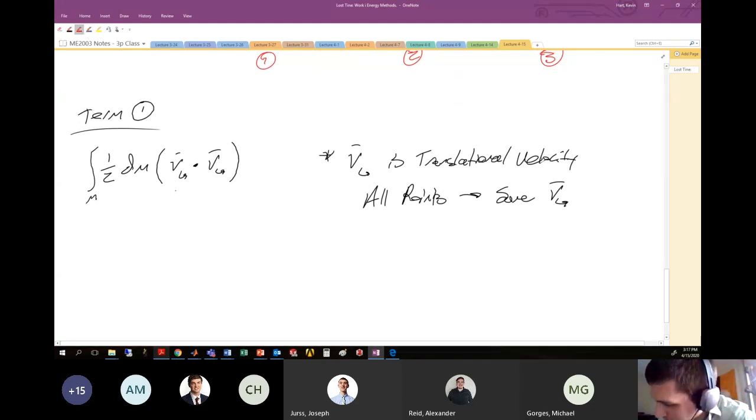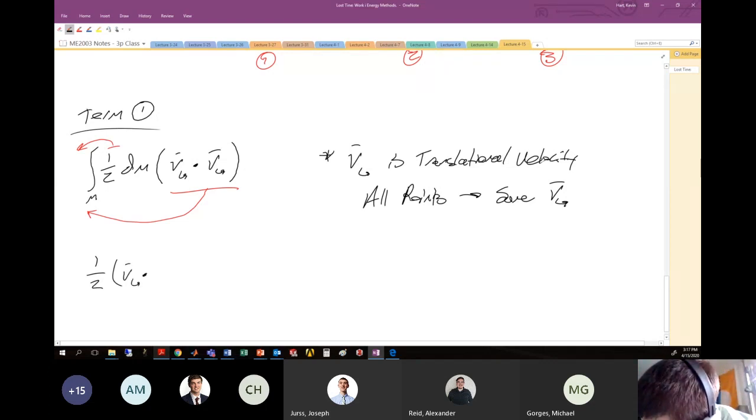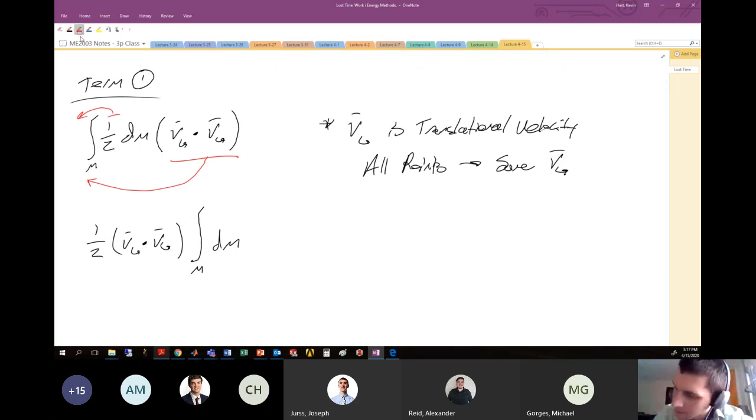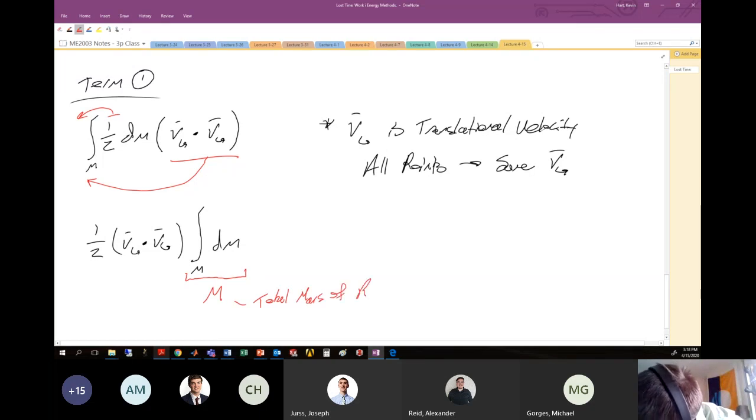So we can pull this out of the equation, and we can also pull the 1/2 out because it is a constant, not a function of mass. We'll be left with a term that looks like 1/2 vg dot vg multiplied by the integral over the mass of dm. We can simplify this again. Notice that the integral over the mass of all the differential masses is just the total mass of the body. This is m, the total mass of the rigid body.